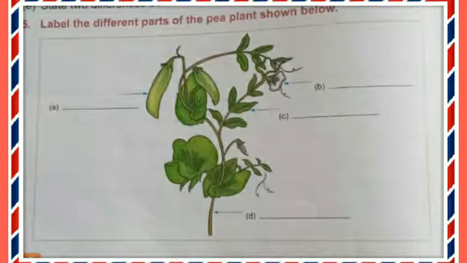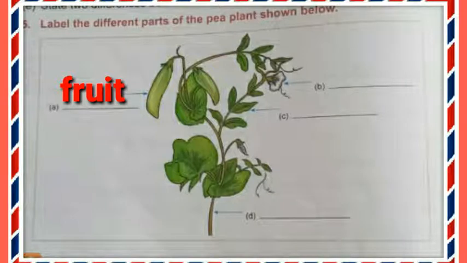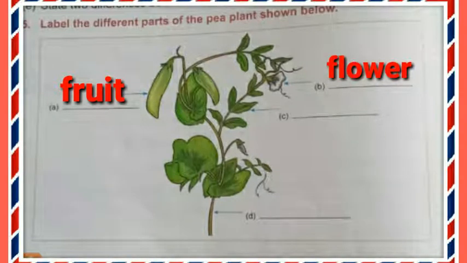Question number 5. Label the different parts of the pea plant shown below. So children, see the pea plant. So the first one, A. Children, what is that? It is a fruit, and that fruit grows out of flowers. So the B labeling is a flower. Now the kitchen of the plant. Who is called kitchen of the plant? Leaves. So the C labeling, or third labeling, it is a leaf.